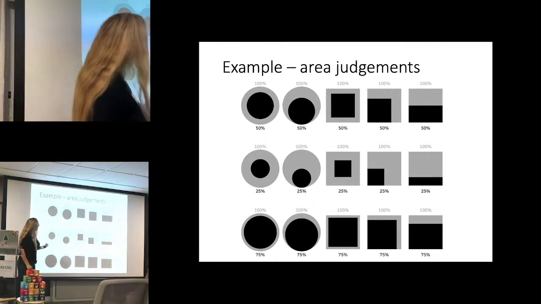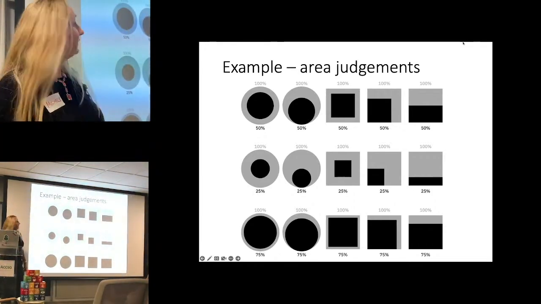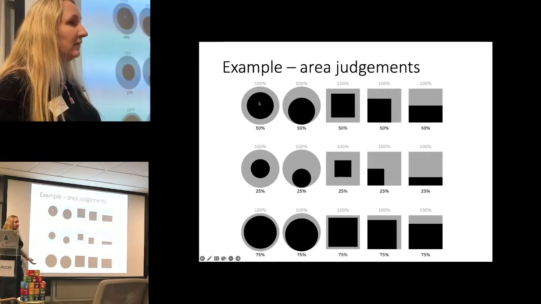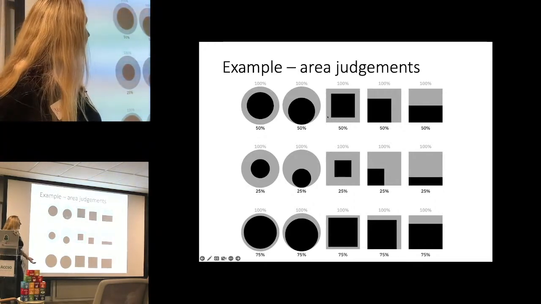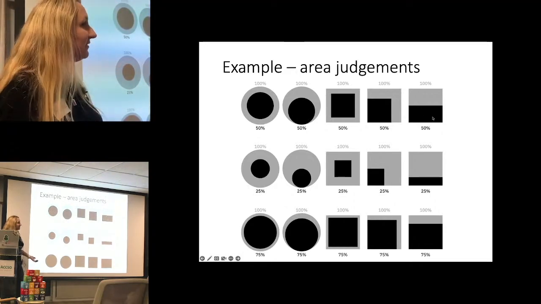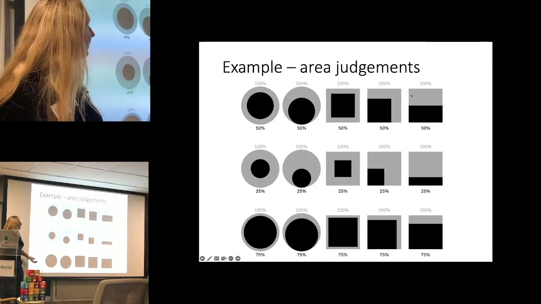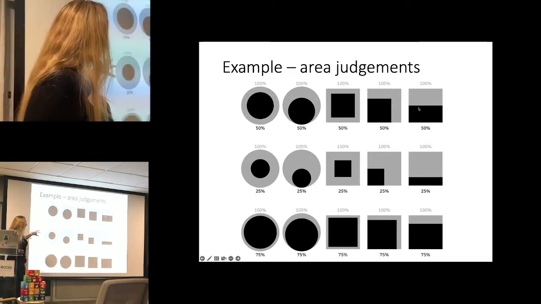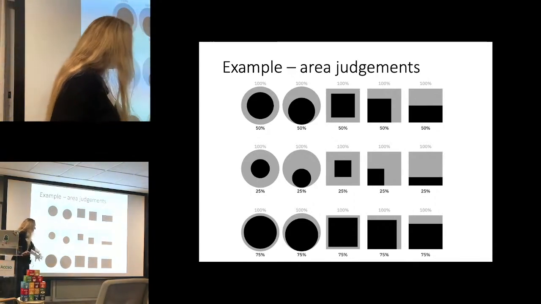All of these on the top row here are 50%. That's 50%. It doesn't look like 50% to me. It looks more like 75%. All of them. The only one where we accurately judge it as 50% is this one, because we're actually looking at the length of one side, and we can see it's halfway. We're good with length. And there's 25%, 75%.